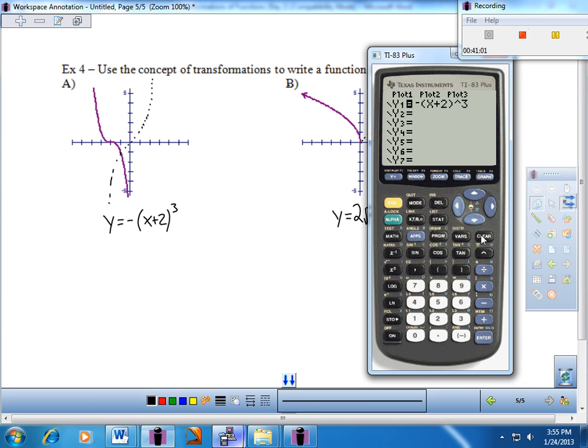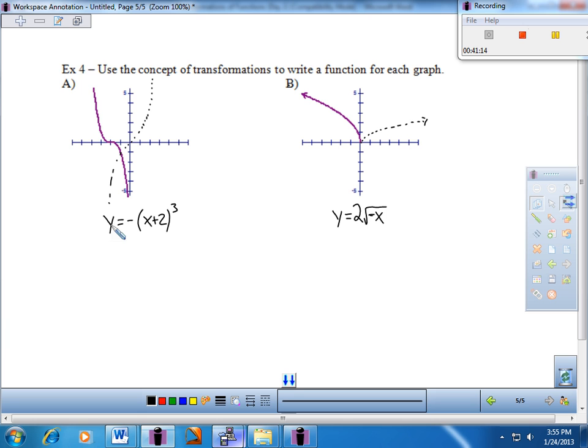So one more time here. I've got a 2 square root negative 1x. Good to go. And that's it right there. Awesome. Now, at this stage, I would encourage you to do one of two things.